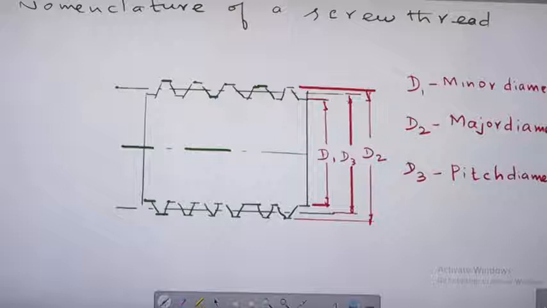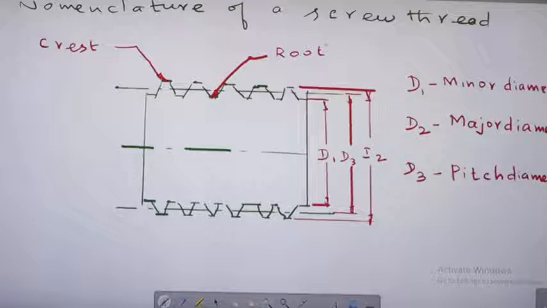The various parts of this screw thread are crest of the thread, that is tip of the thread is called crest, tip of the thread. This is base of the thread, that is called root of the thread, root. The depth of the thread is given by D, depth of the thread.